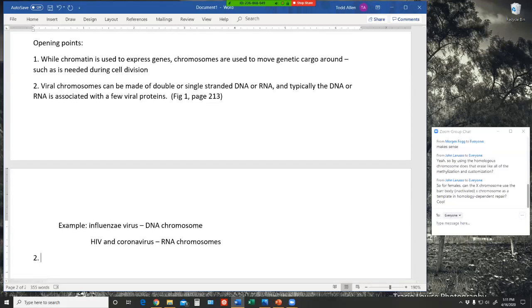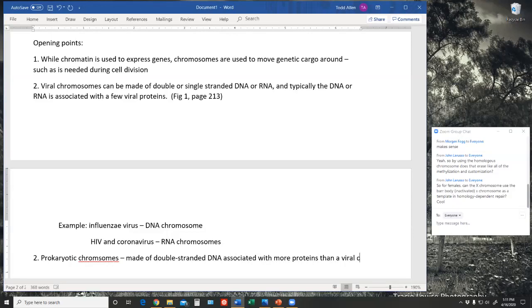Okay, when we talk about prokaryotic ribosome, not ribosomes, I'm so used to talking about that, prokaryotic chromosomes, we're talking about chromosomes that are made of double-stranded DNA that is typically associated with more proteins than a viral chromosome, but fewer proteins than you would typically find with a eukaryotic chromosome.